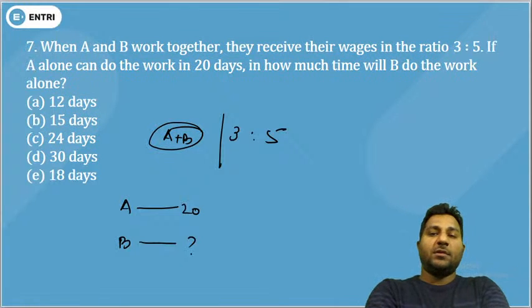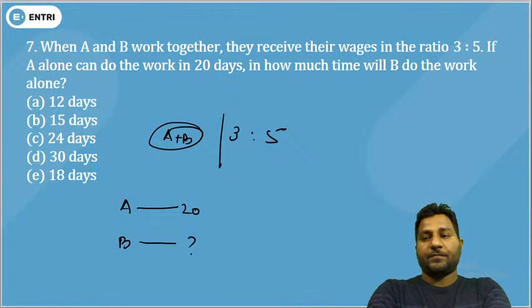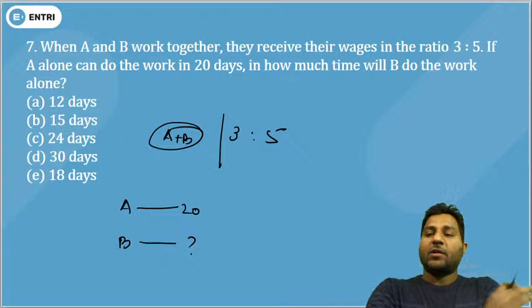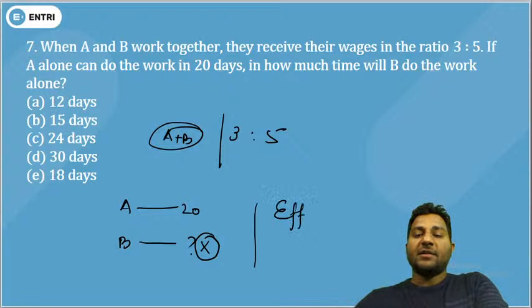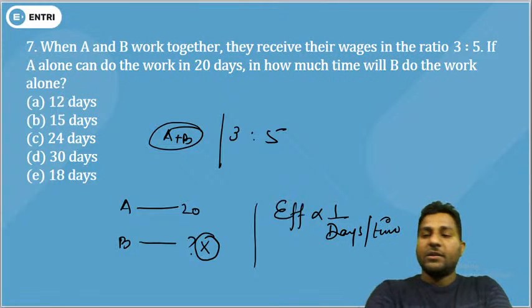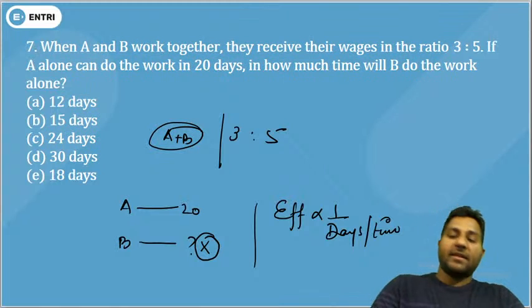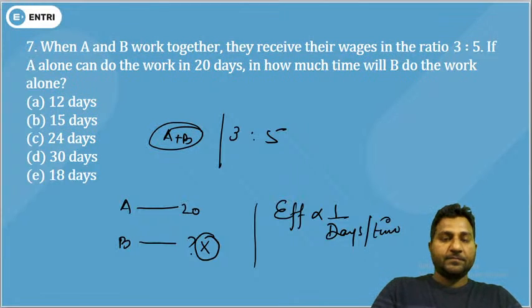Look, you can use 3 and 5, what is there? Look, it is a very easy question. Let's say that B takes X days. So you know that efficiency is inversely proportional to days or time. So you can equate it, guys. Come on, it's an easy question and I want you to solve it as quickly as possible. Everyone must do this kind of question.